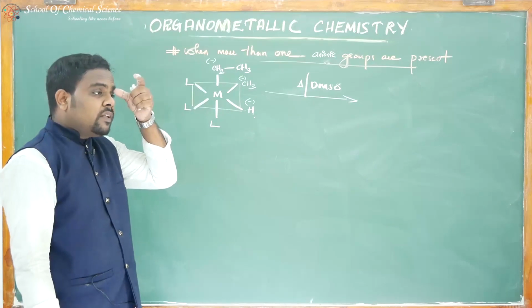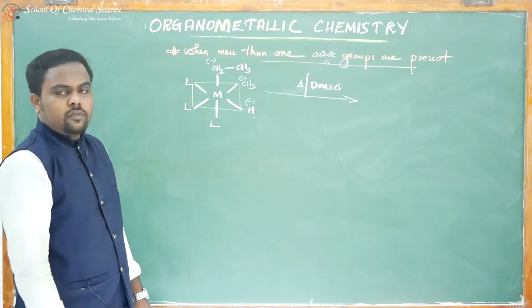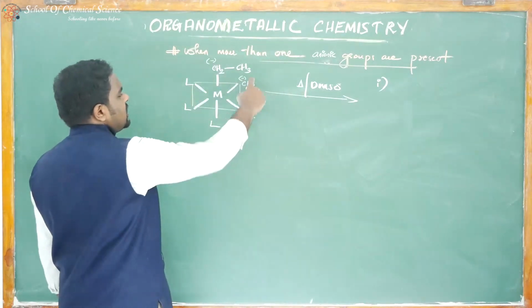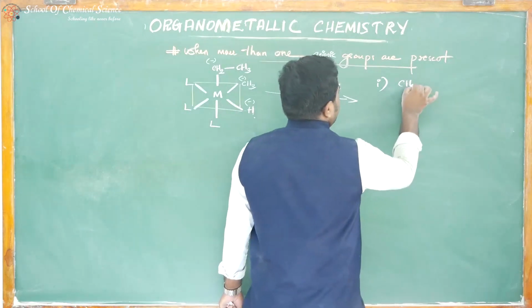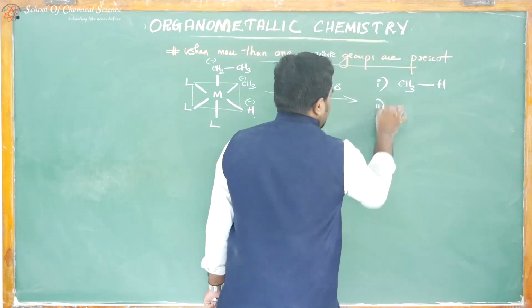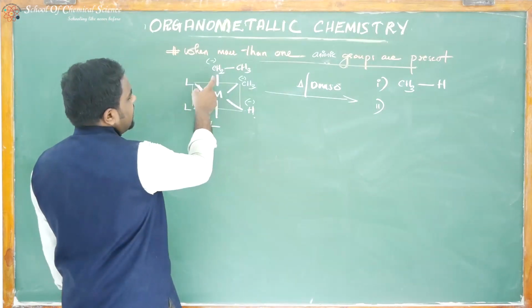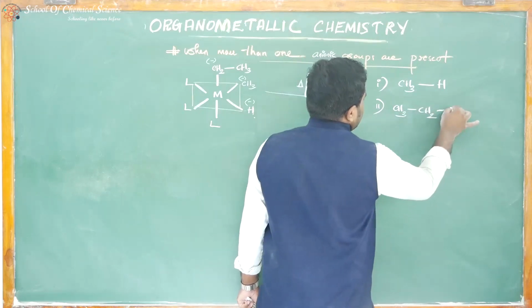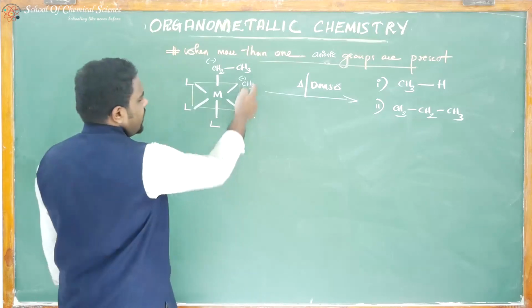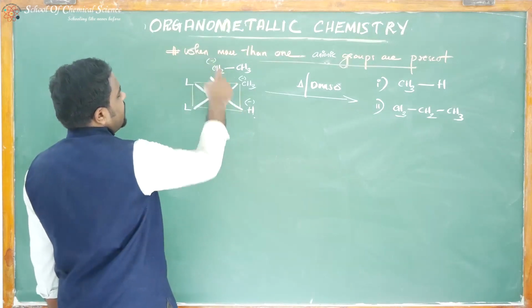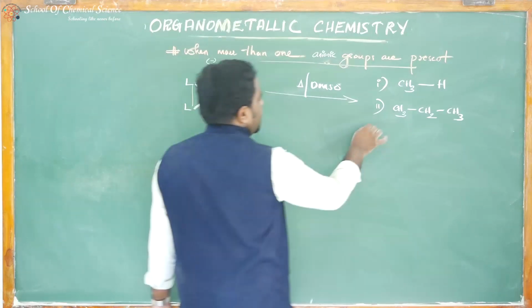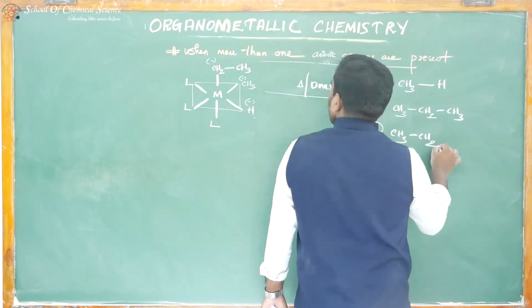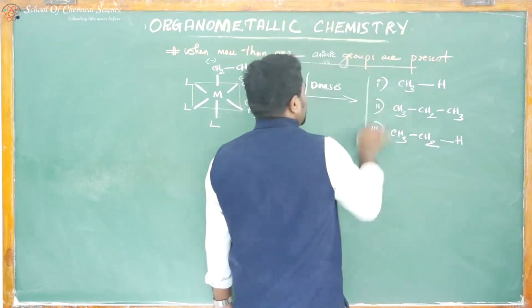My question, which will be your major product, or which one will be eliminated? What are the possible products of reductive elimination? First one, CH3 and hydrogen can be eliminated, so that first product is CH3H. Second possible product, this CH3 and CH2CH3 can be eliminated, so that second product is CH3CH2CH3. Clear? Third one, this and this hydrogen are eliminated, so third possibility CH3CH2H. So possibility of three products.